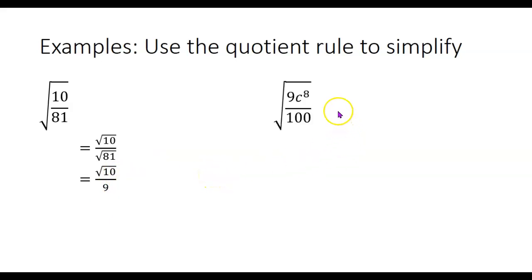The square root of 9c to the 8th over 100 would be the square root of 9c to the 8th power over the square root of 100. And then the square root of 9 is 3. The square root of c to the 8th power is c to the 4th power. And the square root of 100 is 10. So we end up with 3c to the 4th power over 10.